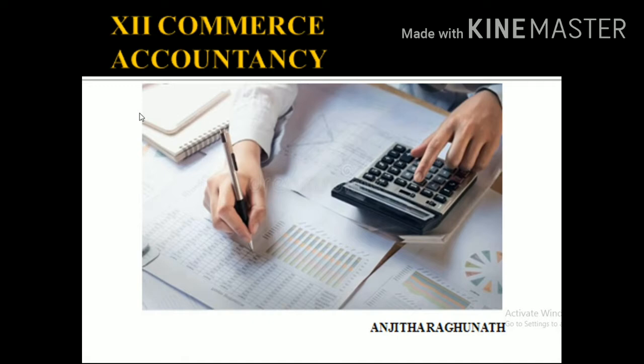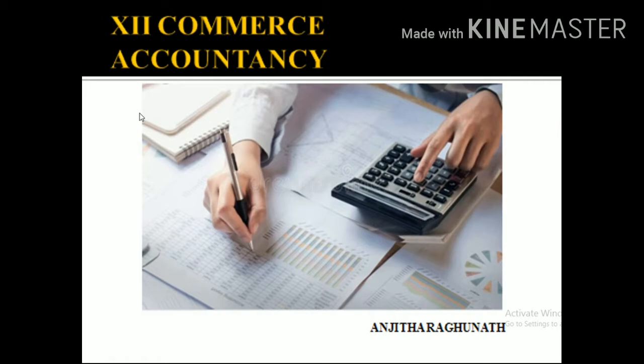In the previous class we discussed the first financial statement of a not-for-profit organization, that is the receipts and payment account. The theoretical part and practical aspects were discussed in the previous classes, and today we are going to discuss the second financial statement of a not-for-profit organization, that is the income and expenditure account. So let's go to the next financial statement, that is the income and expenditure account.